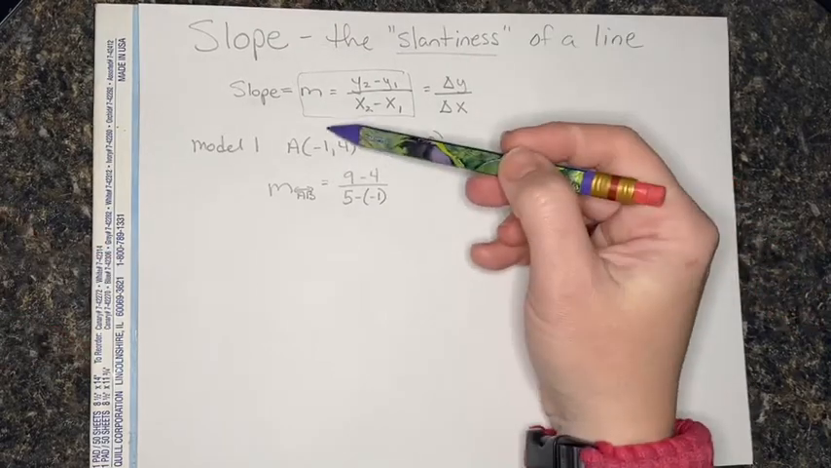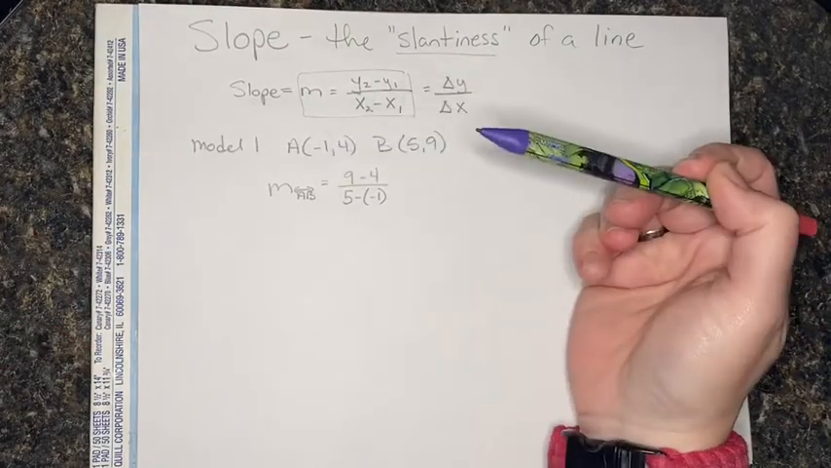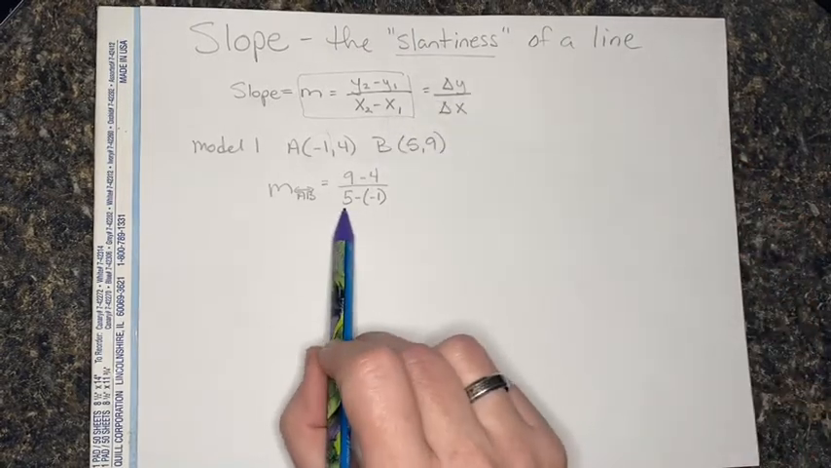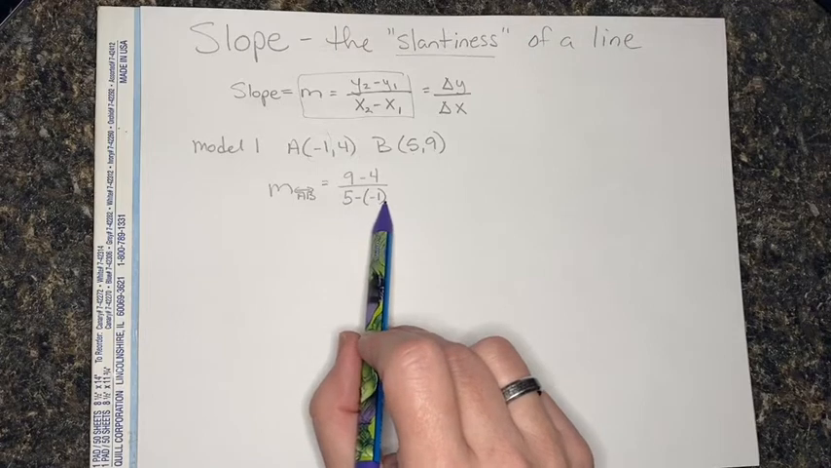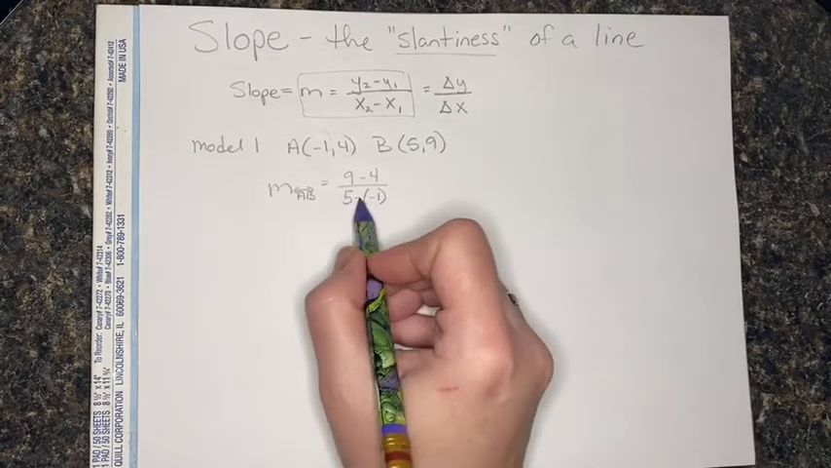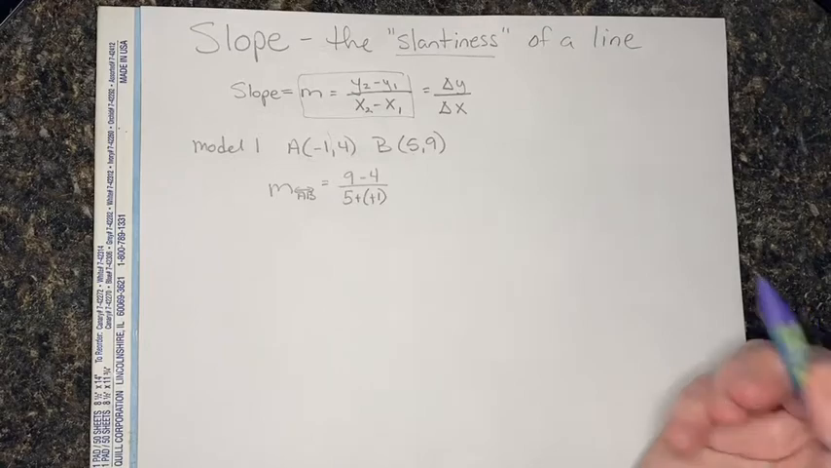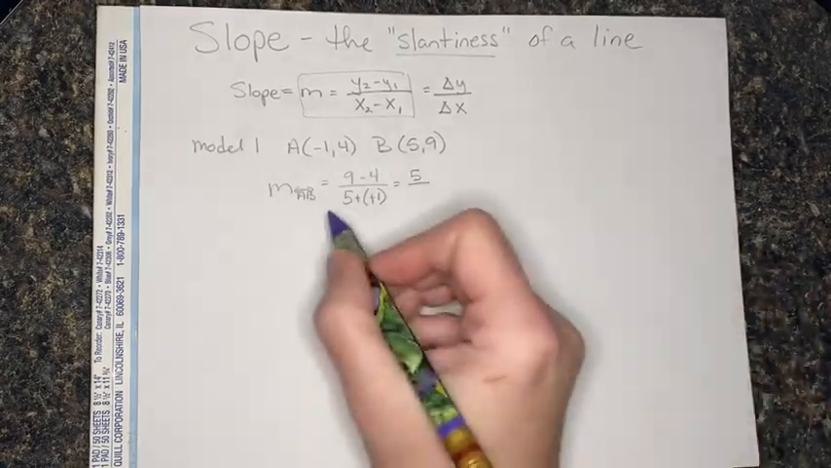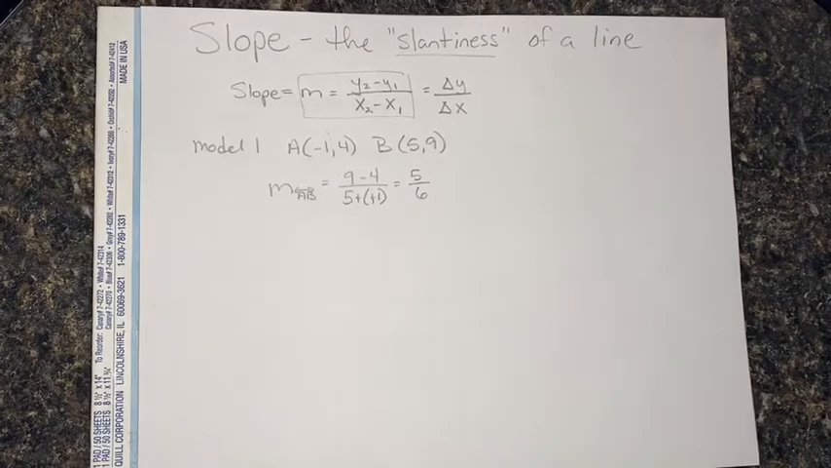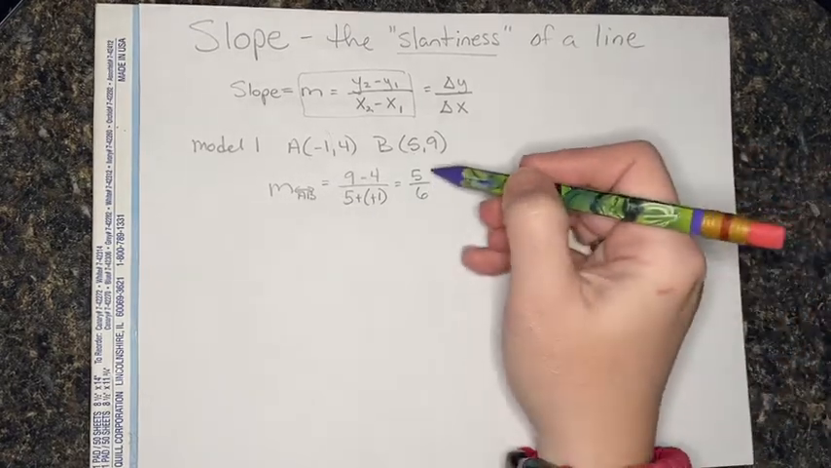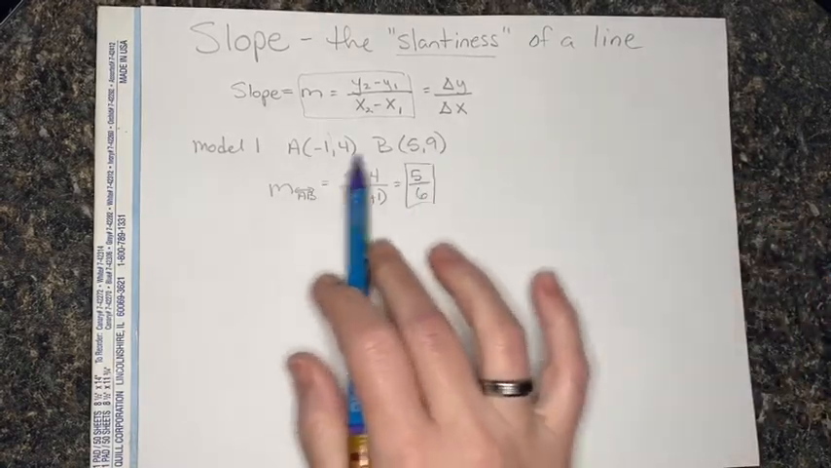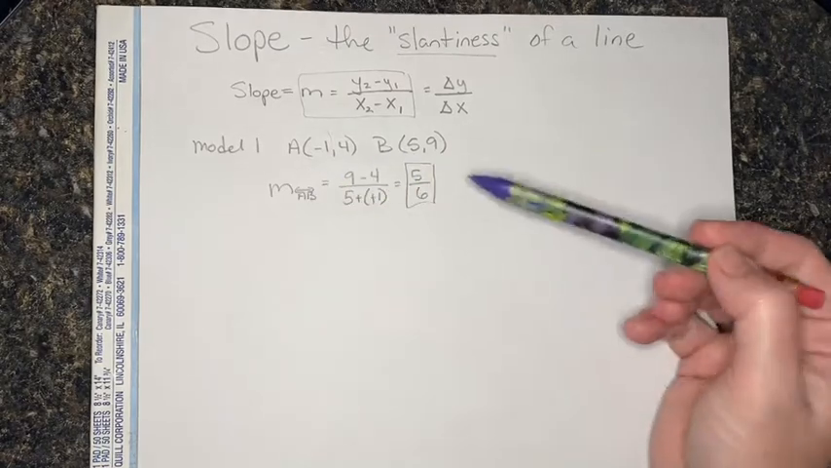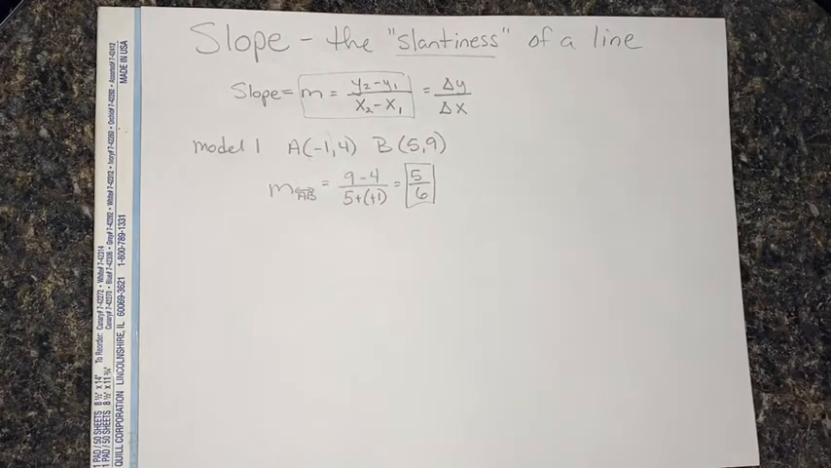Now remember, we need to keep this negative with the 1. They are partners, they are a tag team, they stay together for always. But when we do our math, we've got 5 minus -1, right? We can't have a minus minus, so two negatives like that become a positive. So then we're left with 9 minus 4 being 5 over 5 plus 1, which is 6. So our slope for these particular 2 points, the slantiness of the line connecting these 2 points, is 5 over 6.